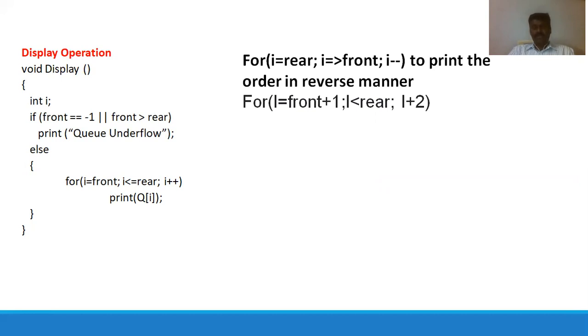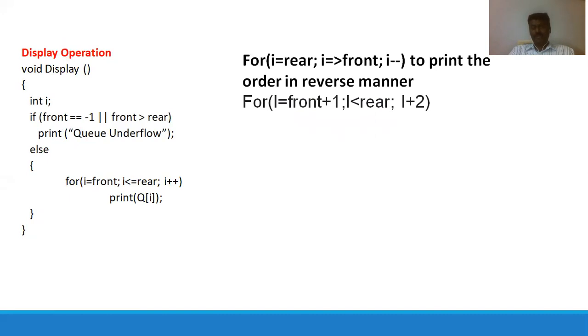Using the statement front equal to -1 and front greater than rear means automatically the queue is underflow. Another statement: front equal to -1 and front greater than rear is one statement. Another statement: front equal to -1, the front and rear position equal to -1, the queue is empty, the queue is underflow. It's not possible to perform any operation, so it automatically displays printf "queue is underflow".